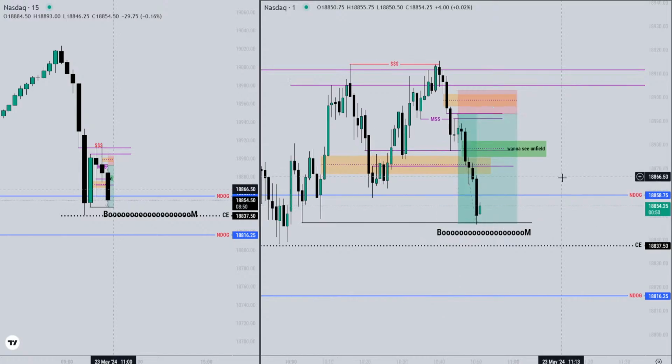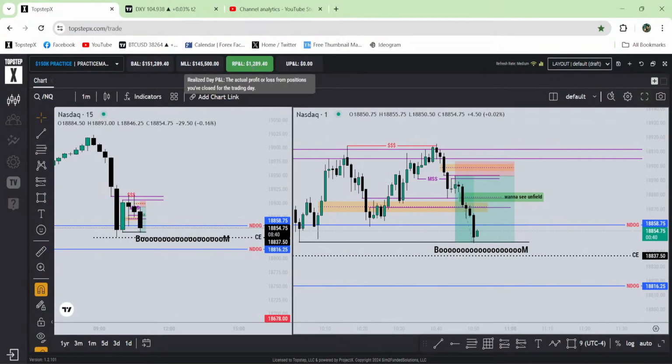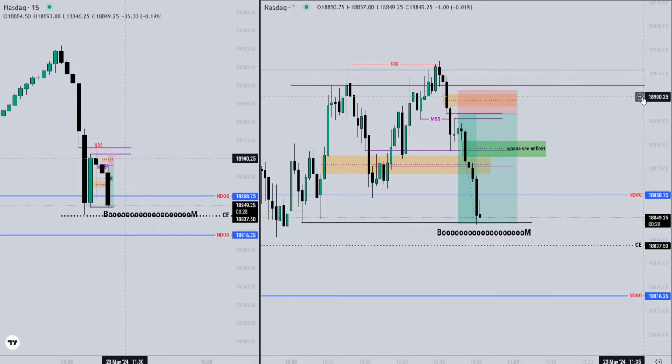Guys, can you please write down boom? If you don't write down boom, then I'm gonna close my trade. So far, the profit was near about 1289. I know it's not good, but yeah. Nobody wrote down boom, so I'm gonna close my trade. Sorry, I'm gonna close my stream for today.